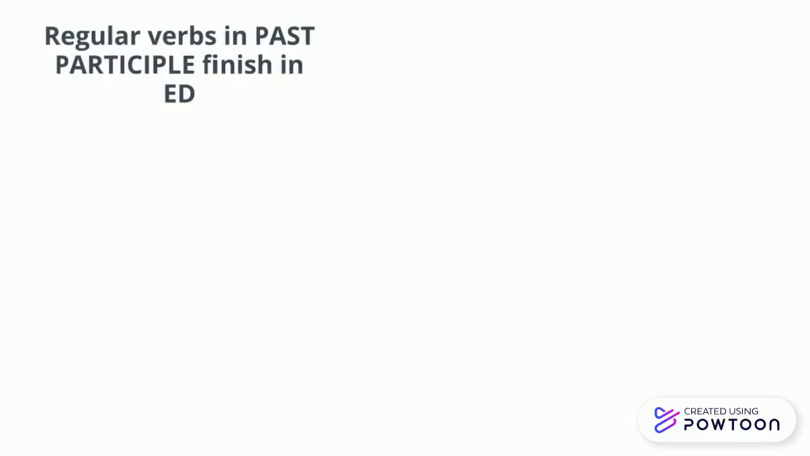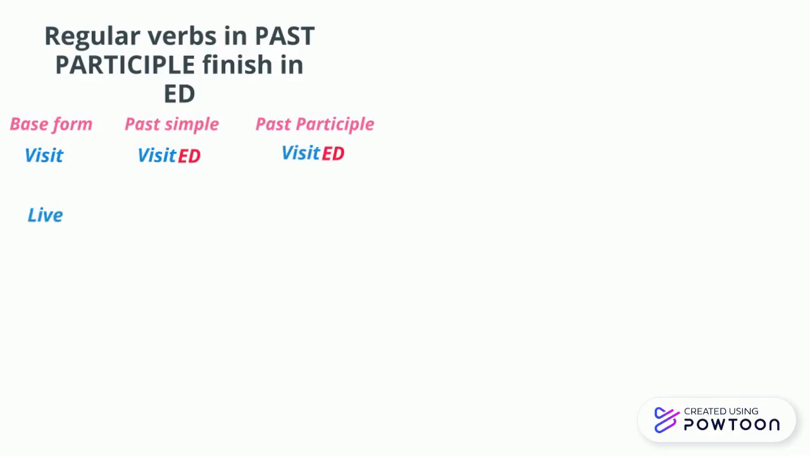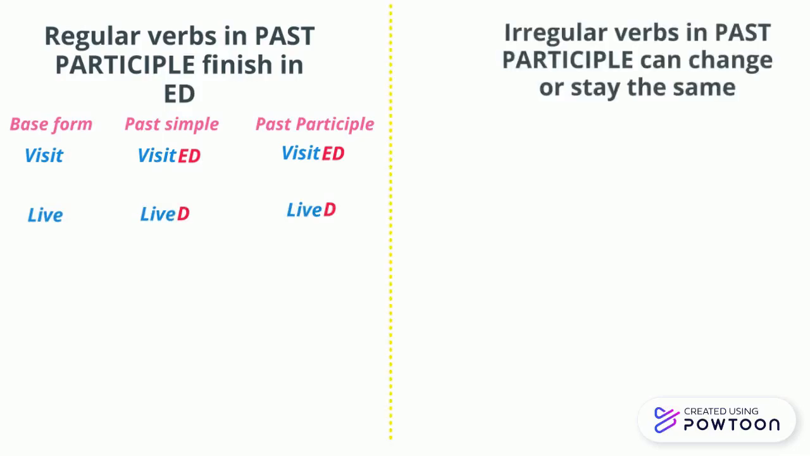Remember, for regular verbs in past participle, they finish in ed. For example, visit, in past simple, visited. In past participle, visited. The same, el mismo. Live, lived, lived. For irregular verbs, they can change or stay the same.